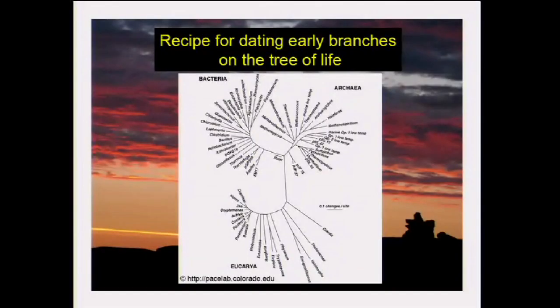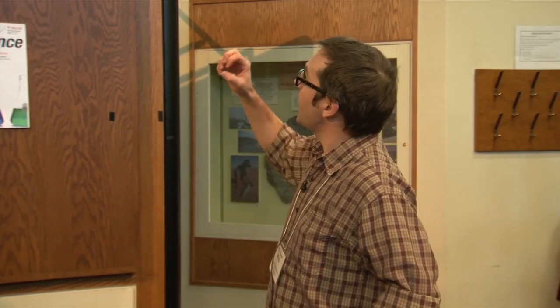So here's one of the most iconic images in modern biology, probably, the so-called tree of life, an illustration of relatedness of different organisms. There are the three major domains of life up there, the eukaryotes, archaea, and bacteria. And what we're interested in doing in my lab is trying to figure out how this tree of life grew. That is, when did the earliest branches, the most deeply rooted branches, first appear?